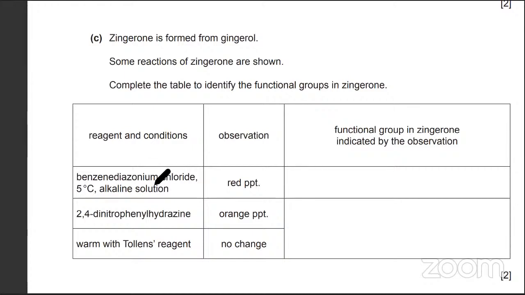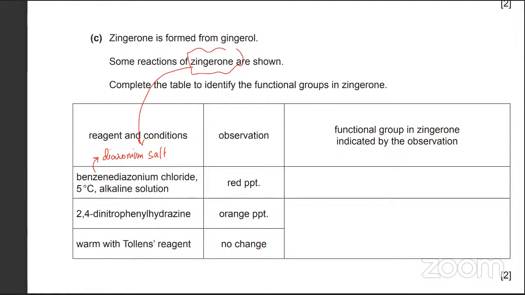Now, the first one, what is this one? This one is a diazonium salt. We did do diazonium salts. So he's saying that whatever zingerone is, it reacts with the diazonium salts. And there's an observation as well: a red precipitate is formed.